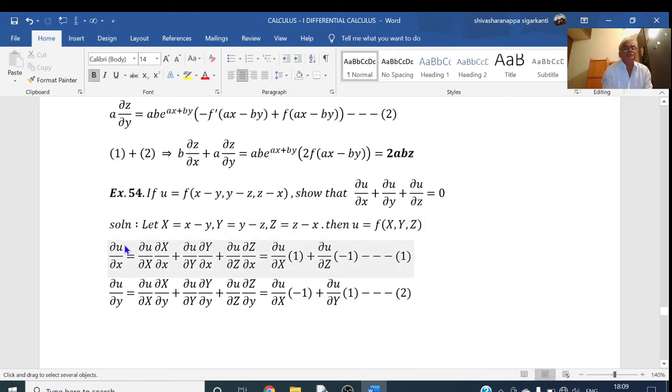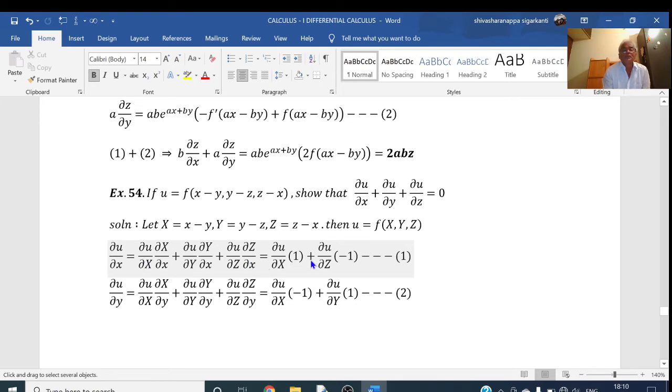Then we can write ∂u/∂x, where u is a function of capital X, capital Y, capital Z. That is ∂u/∂X into ∂X/∂x plus, as u is a function of capital Y also, we write ∂u/∂Y into ∂Y/∂x plus, again, u is a function of capital Z. This can be written ∂u/∂Z into ∂Z/∂x.